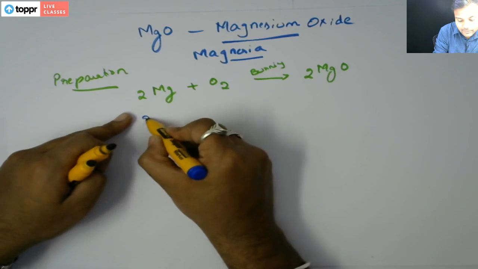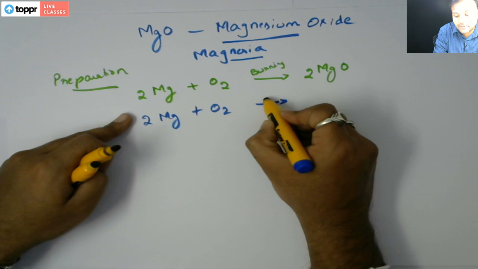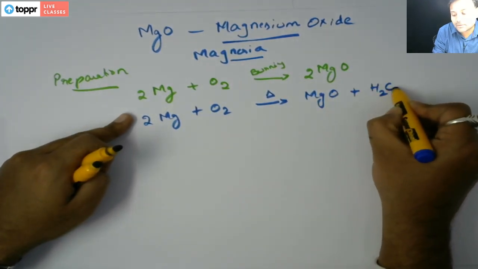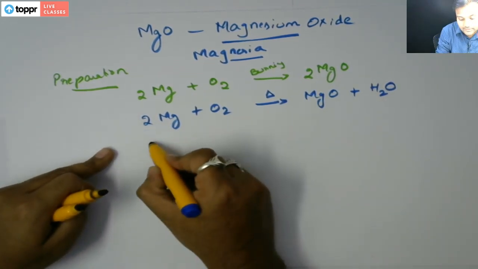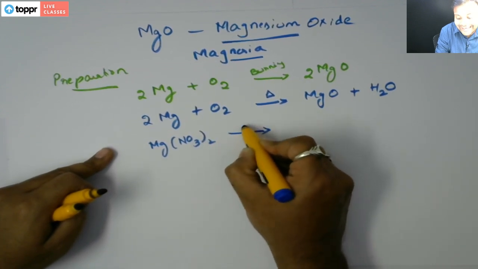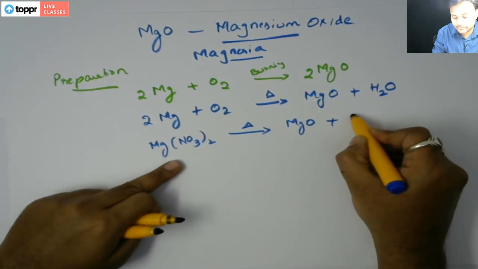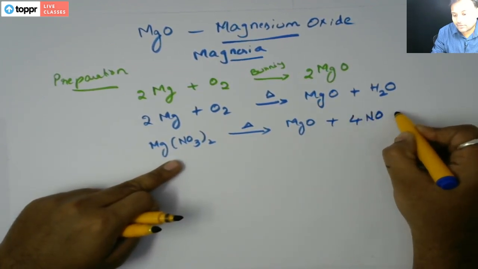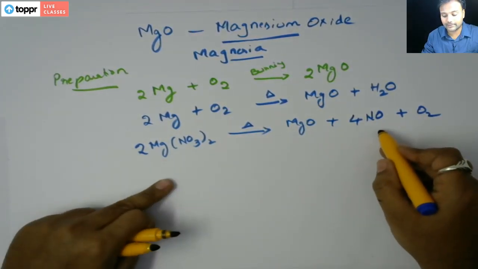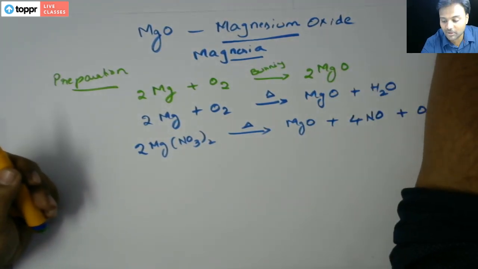And one more thing, magnesium upon burning gives the same thing, but not only burning, upon heating also, magnesium hydroxide gives magnesium oxide plus water. Whereas magnesium nitrate, when heated up, gives magnesium oxide plus nitric oxide and oxygen. So here you should have 2 here, right? So this is how you prepare magnesium oxide.